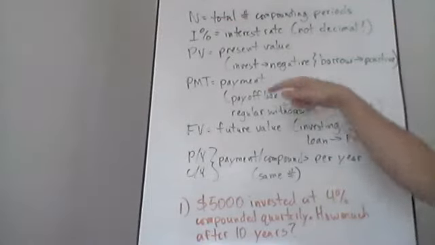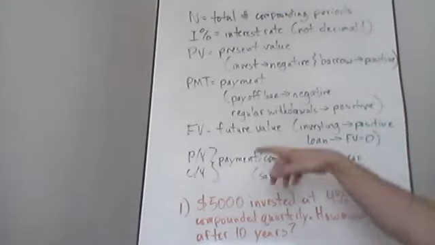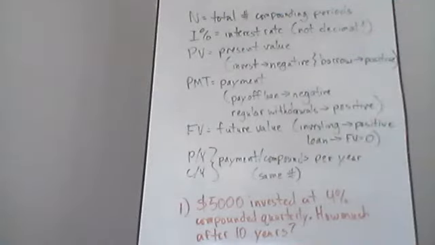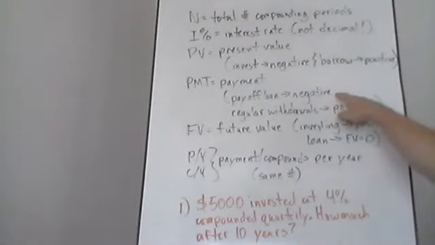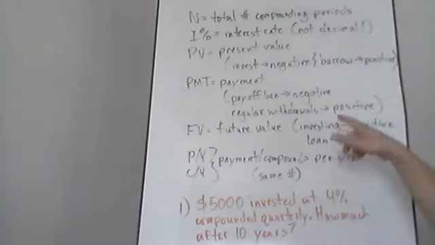PV stands for the present value. If you're investing money, the present value you enter as a negative number. If you're borrowing money, you enter that present value as a positive number. PMT stands for payment. If you're paying off a loan, you enter that payment as a negative number. If you're making regular withdrawals from an account, you enter that payment as a positive number.